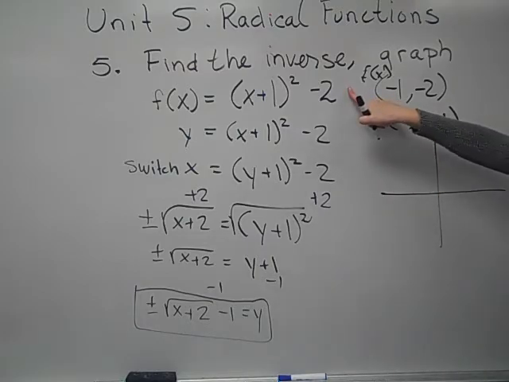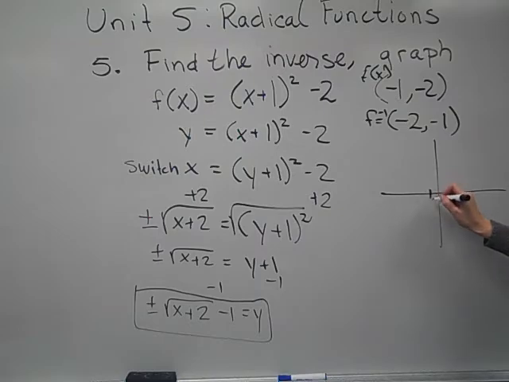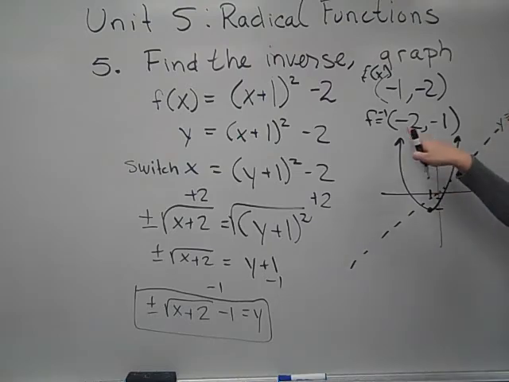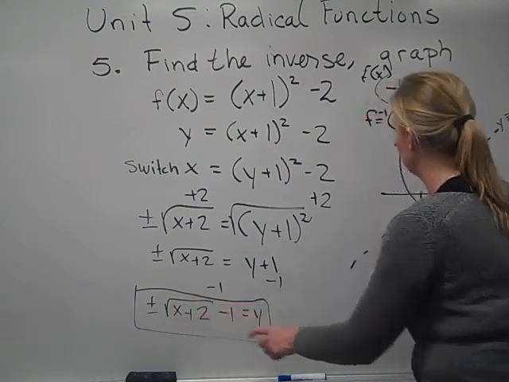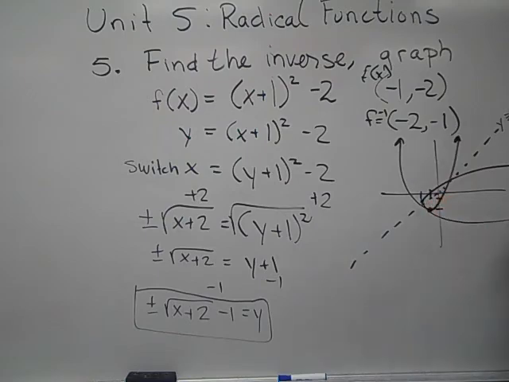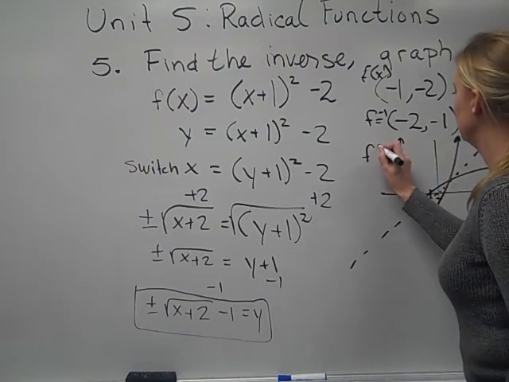Our original function is a parabola with vertex at -1, -2. Remembering that the inverse function reflects across the y equals x line, our new vertex is at -2, -1, and it's plus or minus square root, so you have both sides of the square root function. So this would be the inverse function and the original function.